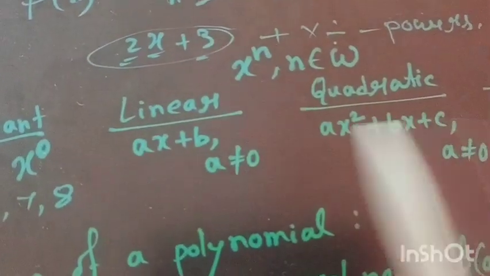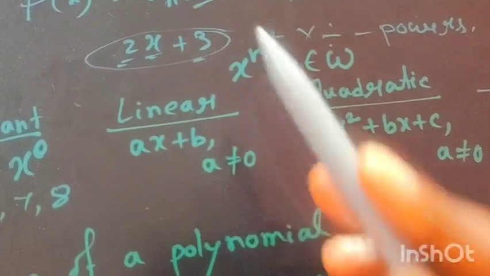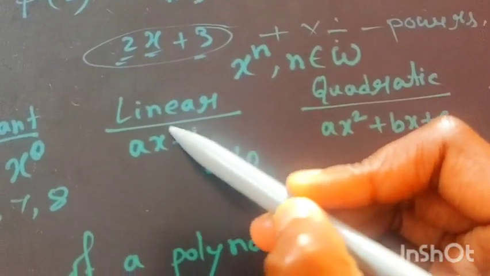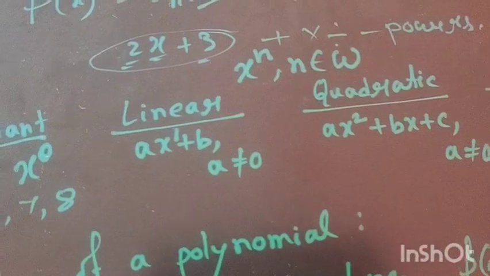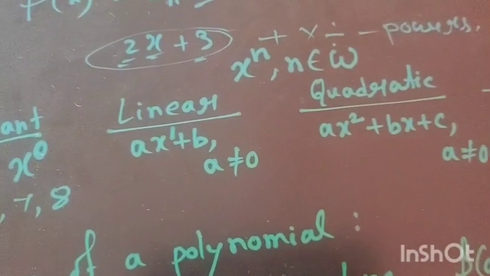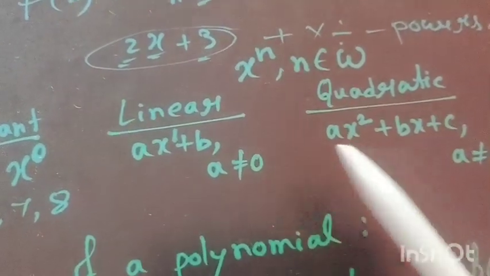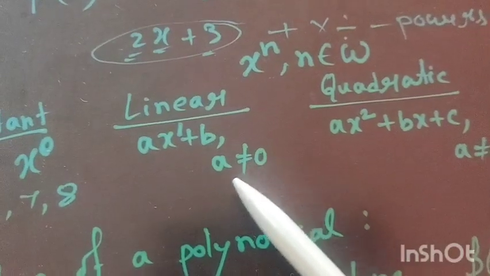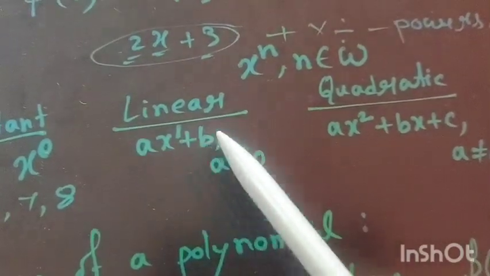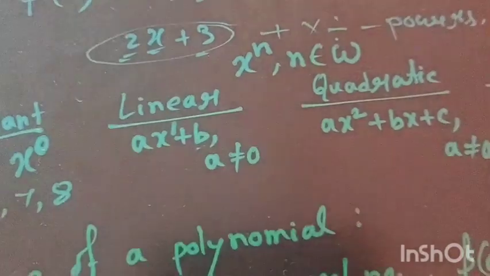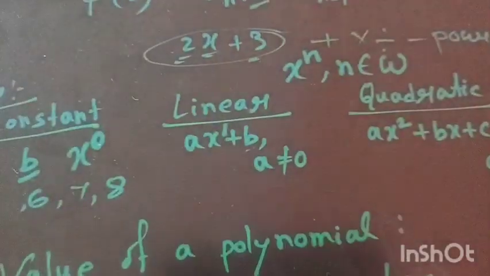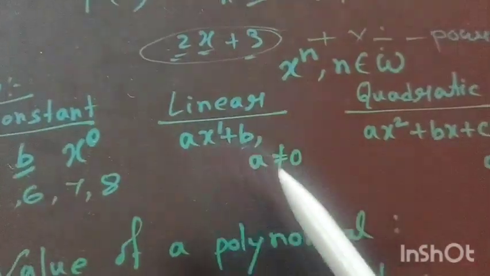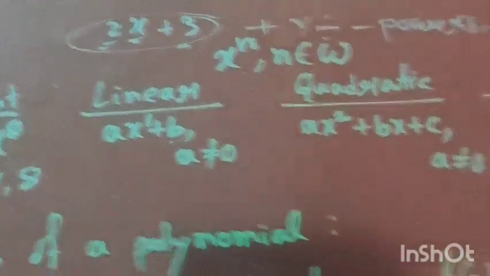A linear polynomial means the degree of the polynomial is 1. The general form is ax plus b, where a is not equal to 0. Why is a not equal to 0? Because if a becomes 0, then only b will be left, and we will get a constant polynomial. That's why a cannot be equal to 0.